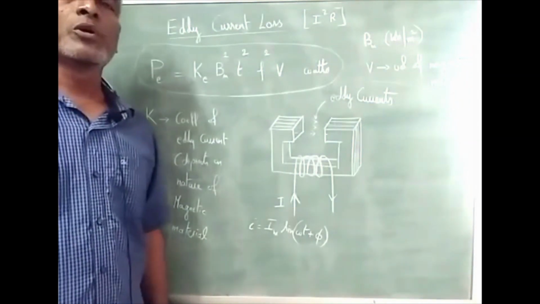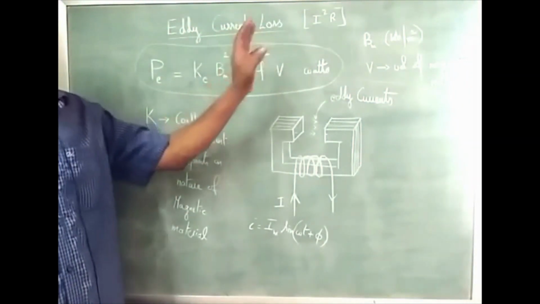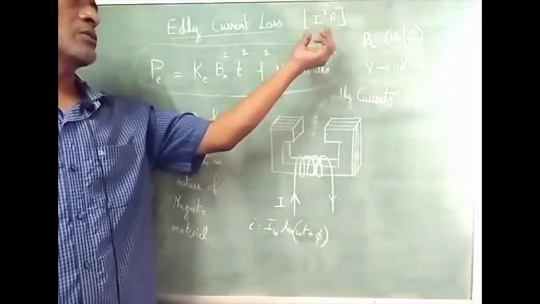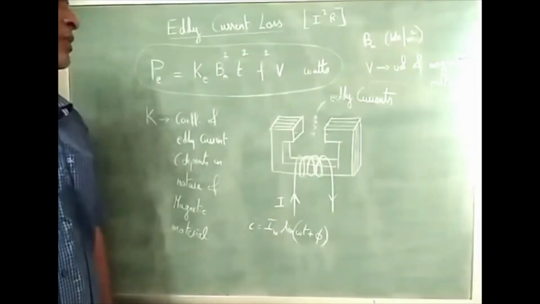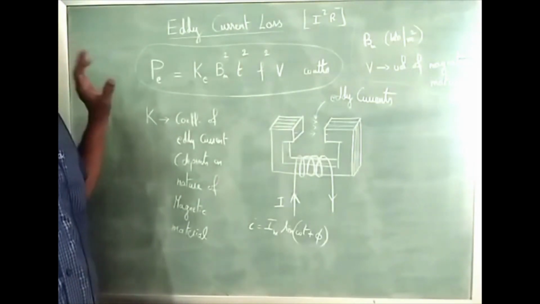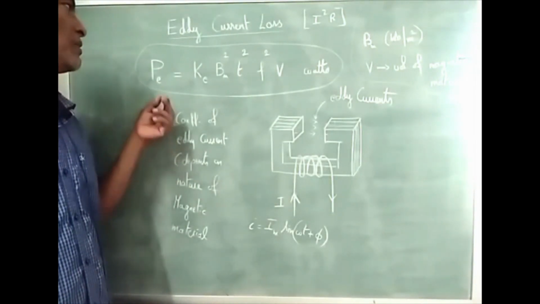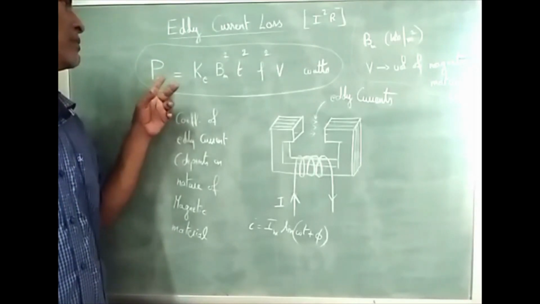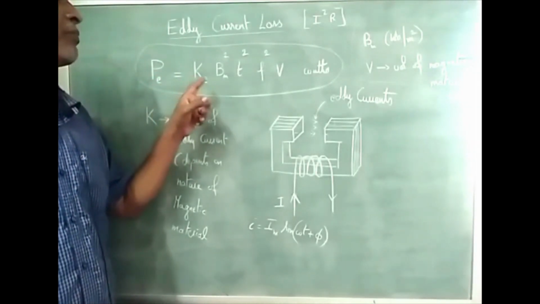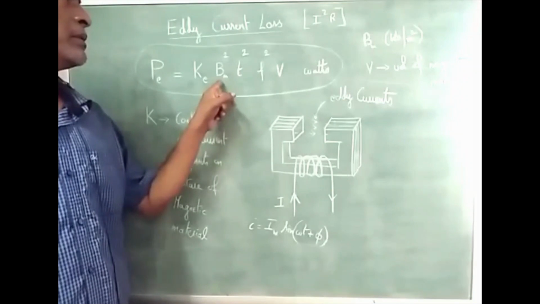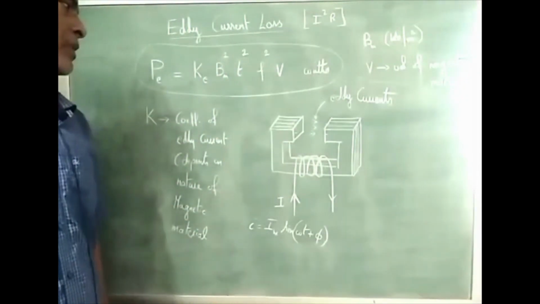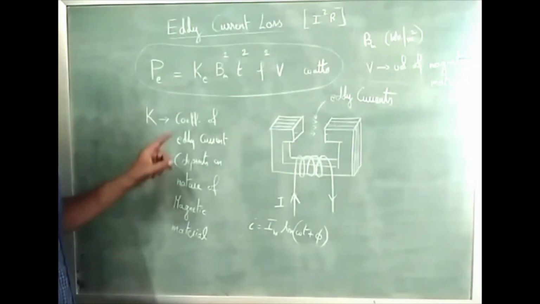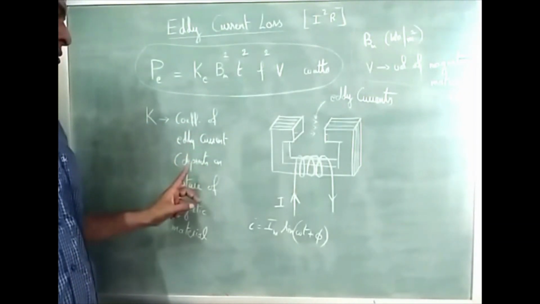Today's topic is about eddy current loss. We can also call it I square R loss. The power loss due to eddy current is given by the formula K B square T square F square V. Now what is K? The coefficient of eddy current.